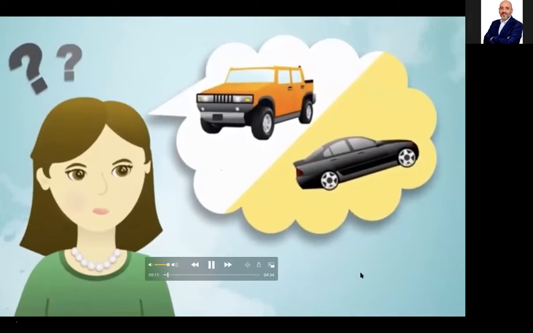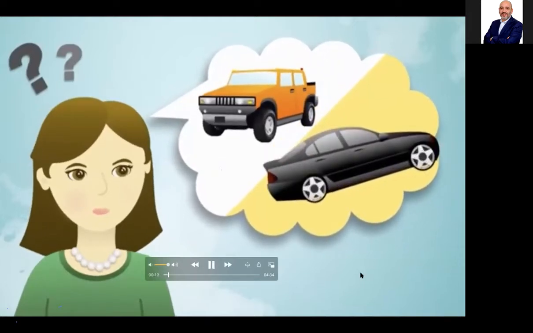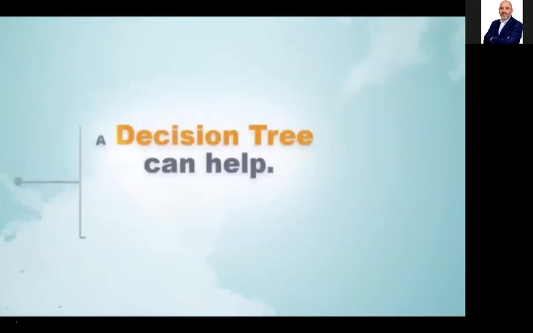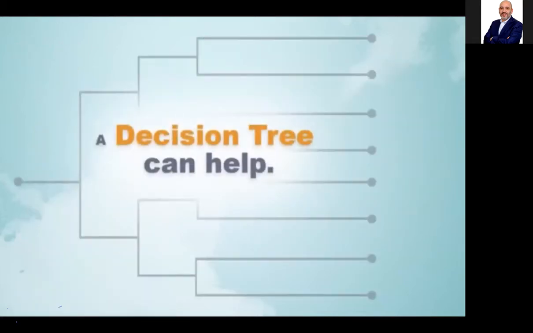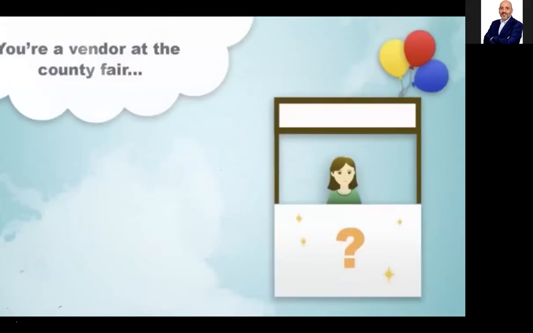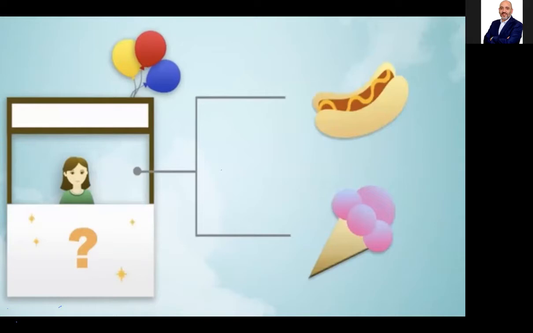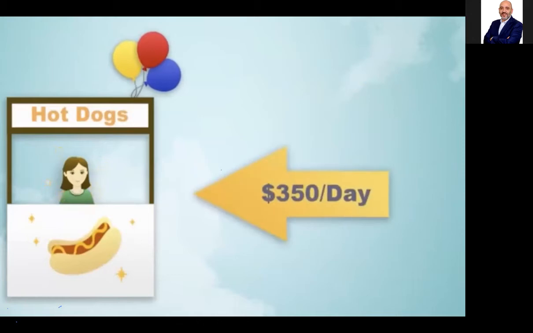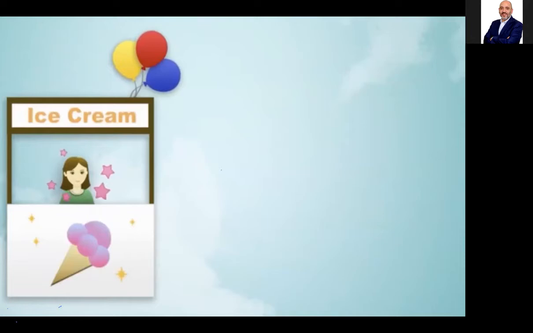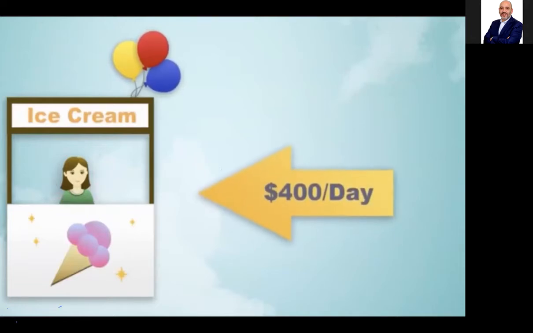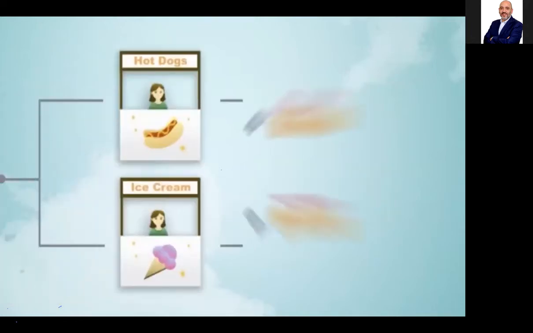Have you ever had a hard time making a choice? Sometimes it can be difficult to weigh the options objectively. This is where a decision tree can help. Imagine you're going to be a vendor at the county fair, and you can choose between two options, a hot dog stand or an ice cream stand. The hot dog stand can earn up to $350 a day. The ice cream stand can earn up to $400 a day. Which one should you choose?